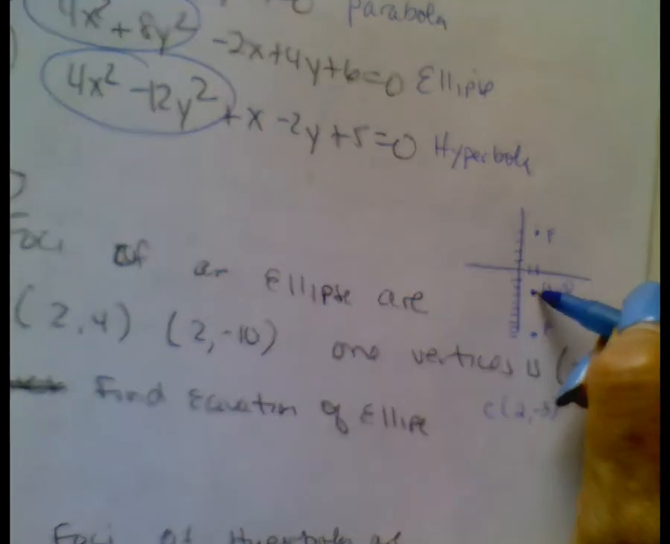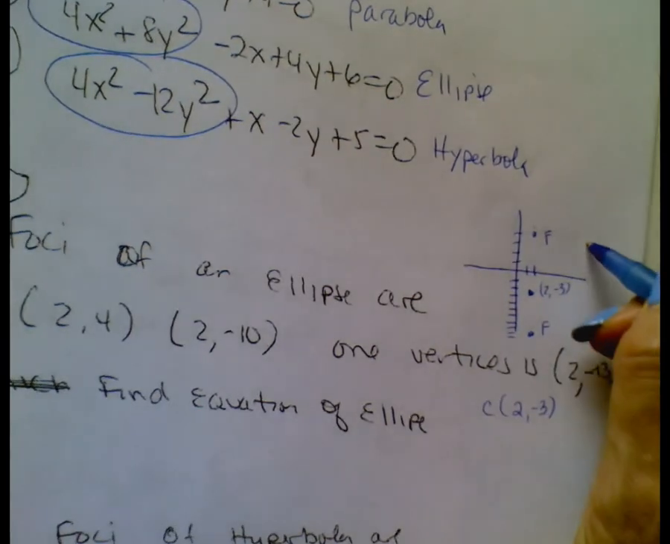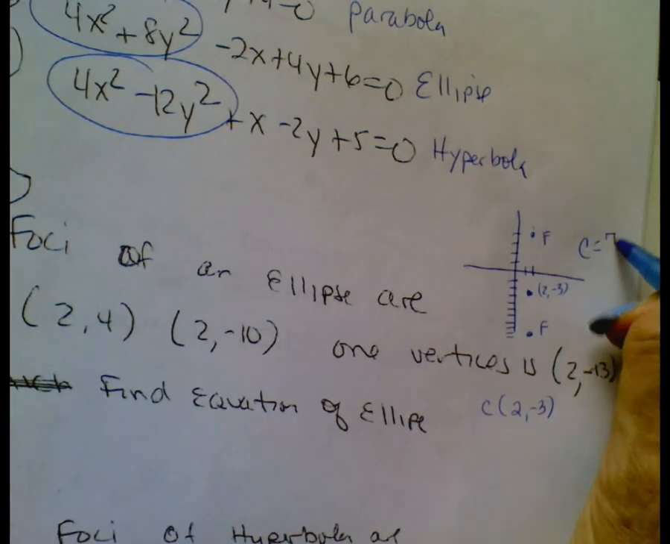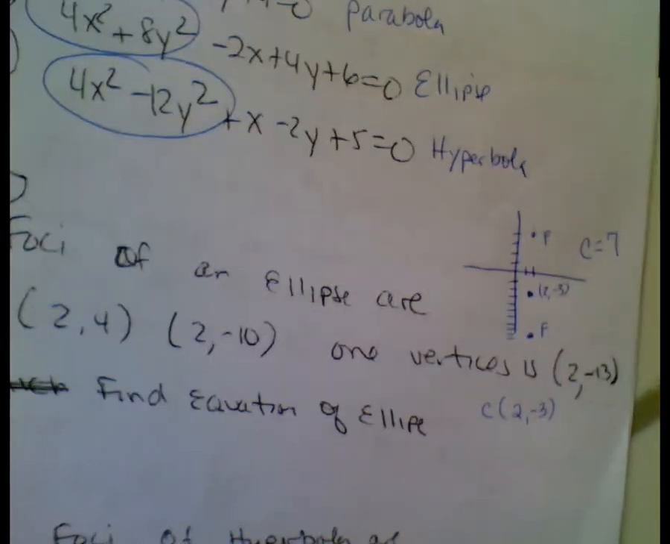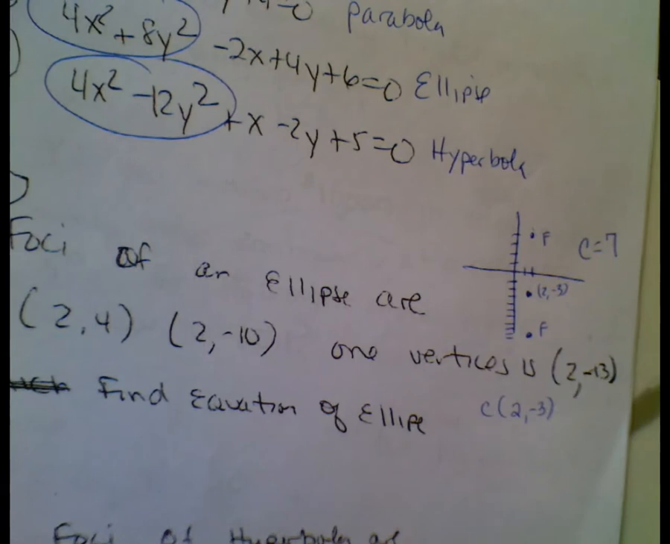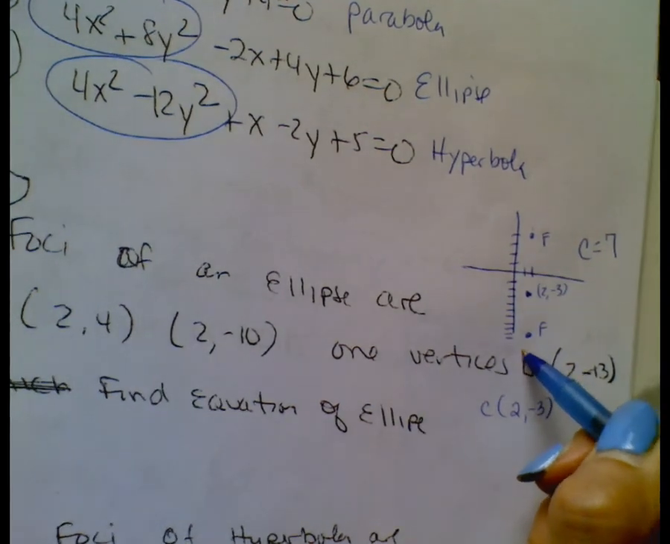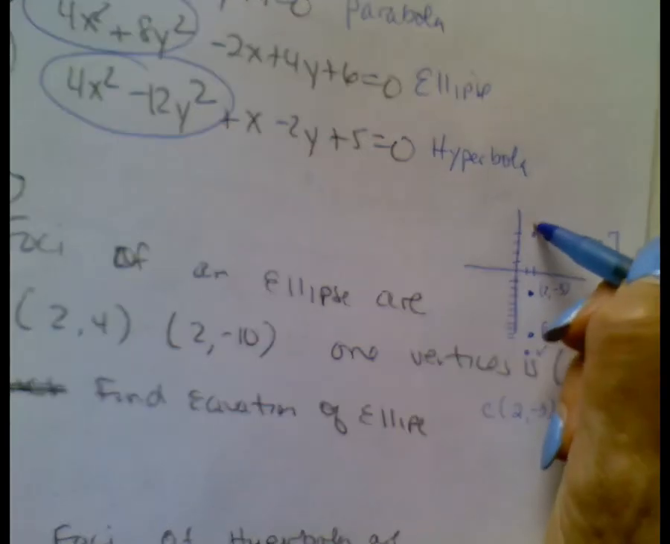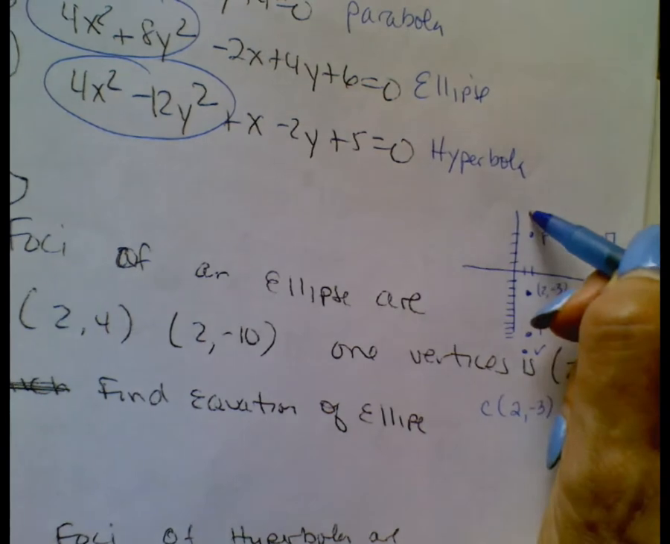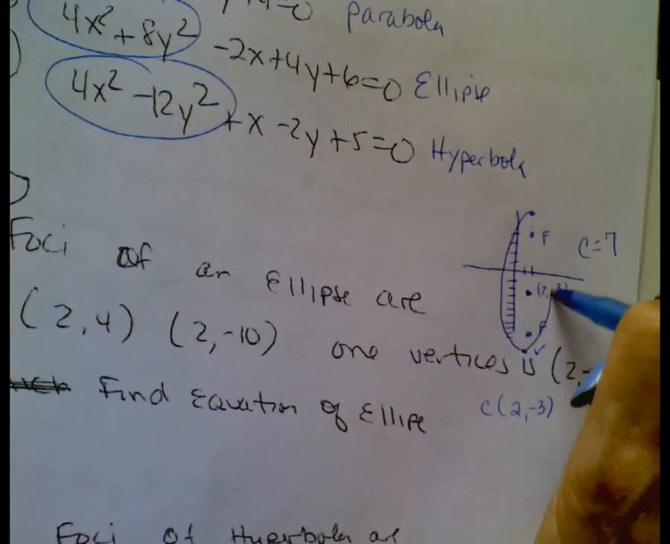Okay, so that's a very important number for your equation. That means that the distance from center to foci is 7, which means that c is 7. That's not your center. That's your distance from center to foci. That's an important number for your foci formula. Then it says that one of the vertices is (2, -13). So if you went down 3 more, you'd be at a vertex, and if you went 3 above this, you'd be at another vertex. So this ellipse is going to look something like this.